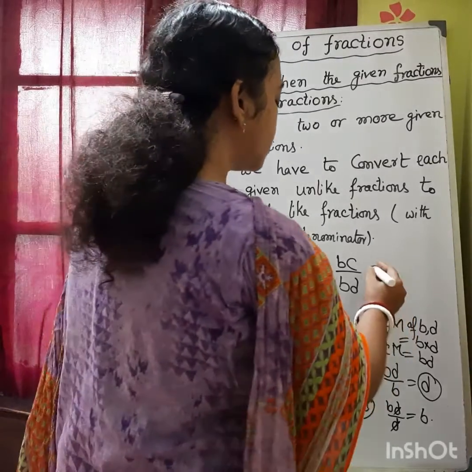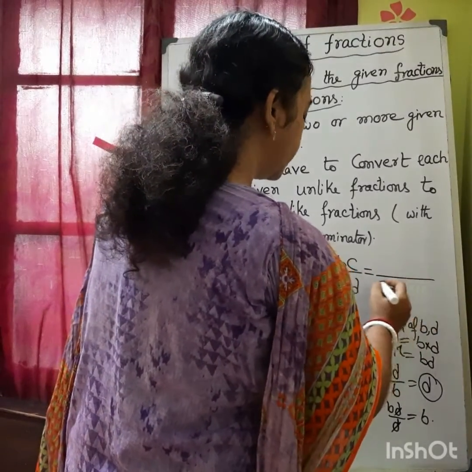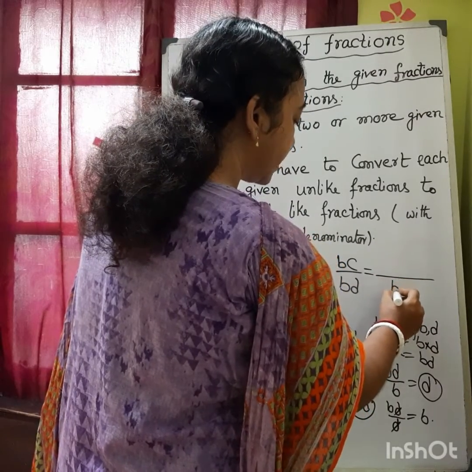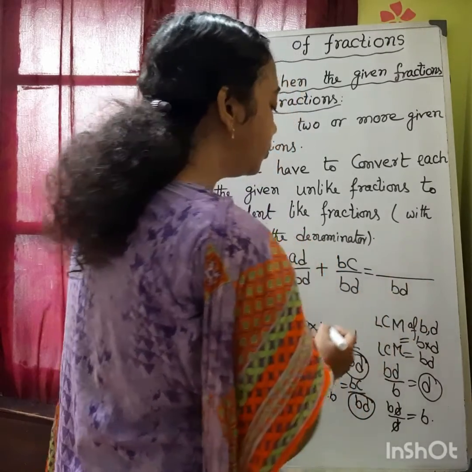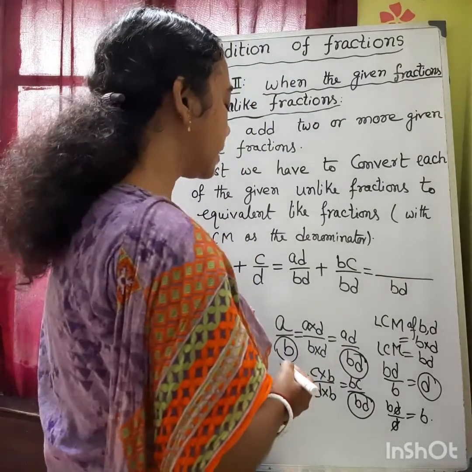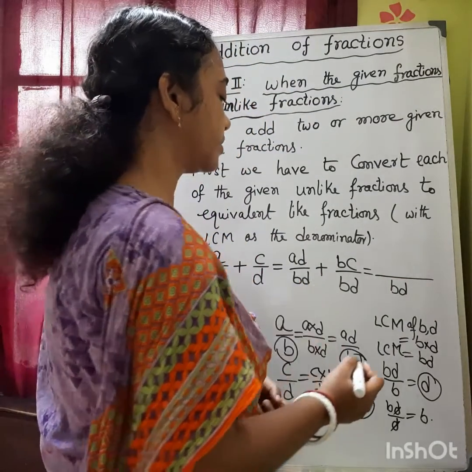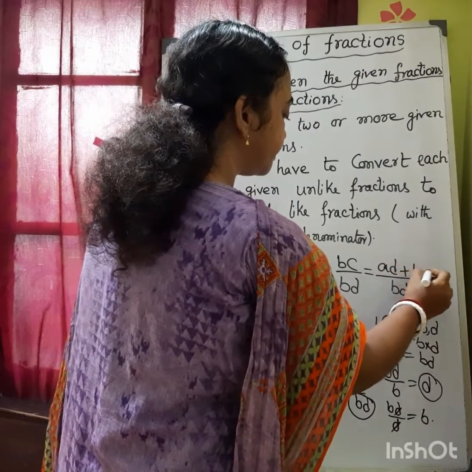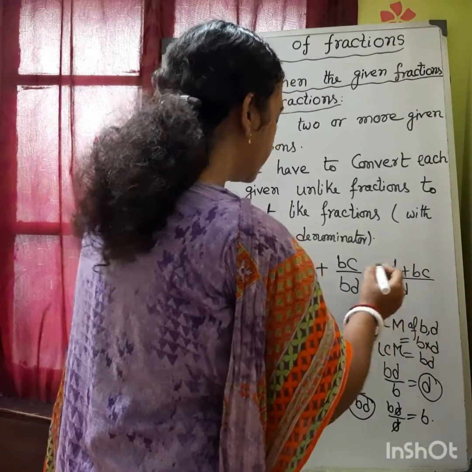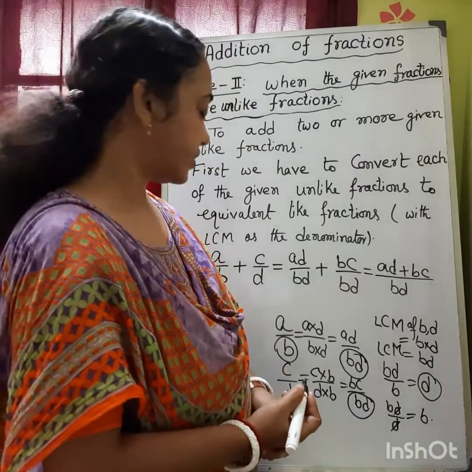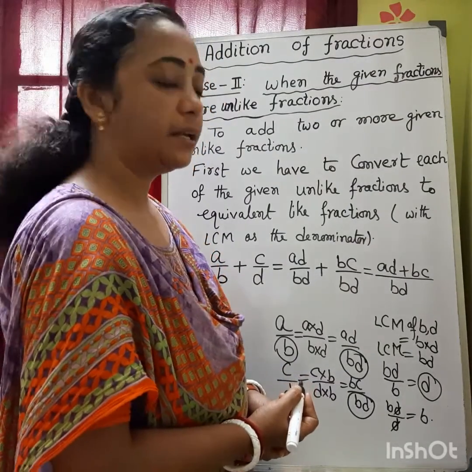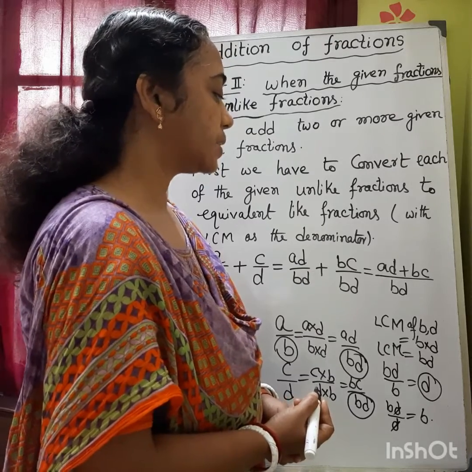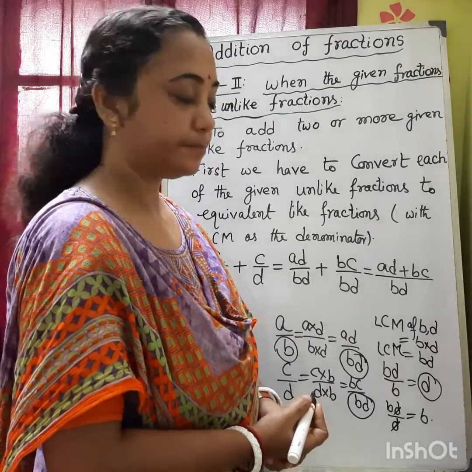In this case, we simply write the common denominator, that is bd, and the numerator is the sum of the numerators of these two fractions, that is ad plus bc. So the sum of two unlike fractions, a by b and c by d, is equal to ad plus bc by bd.